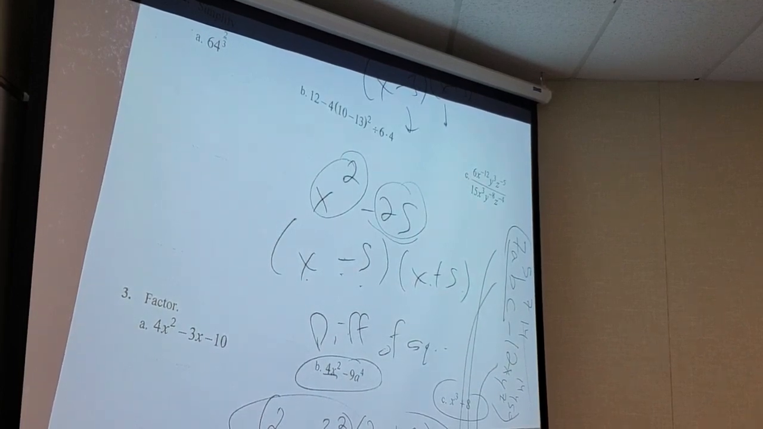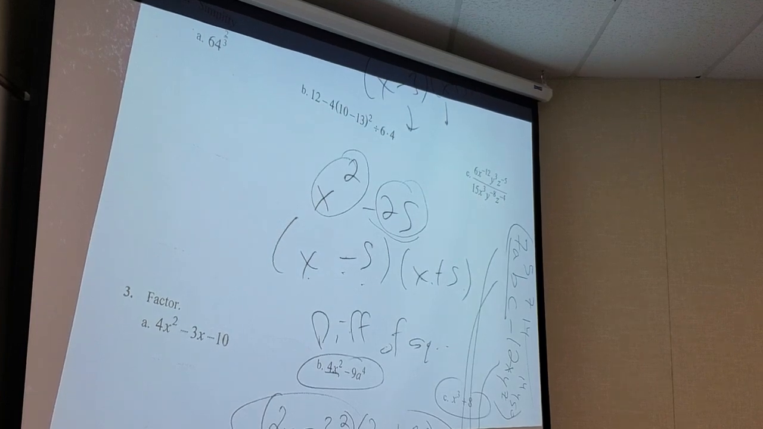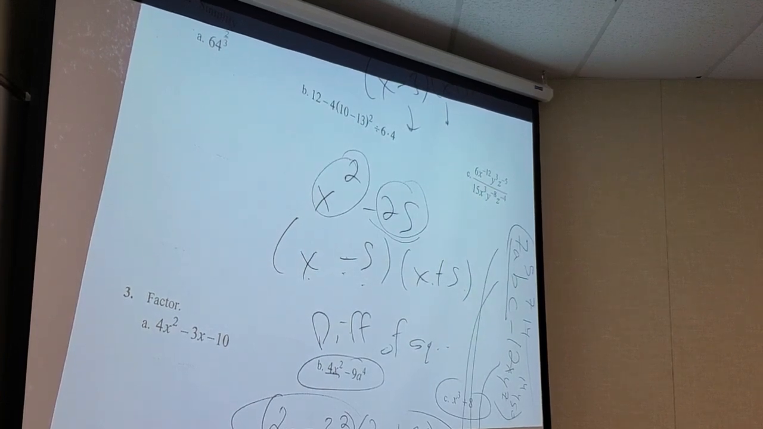X plus 2 and X minus 2. Bam. That's easy. Two terms, minus in the middle. You can cut everything in half, so then you do it. What's different about this problem? Are there two terms? Is there a minus in the middle? Can you cut everything in half?